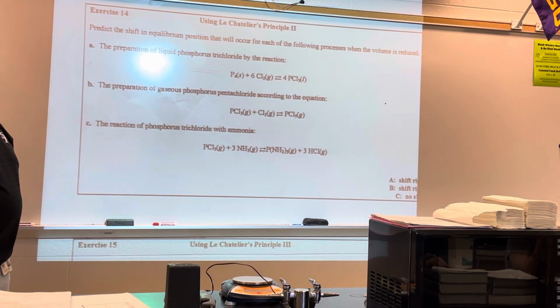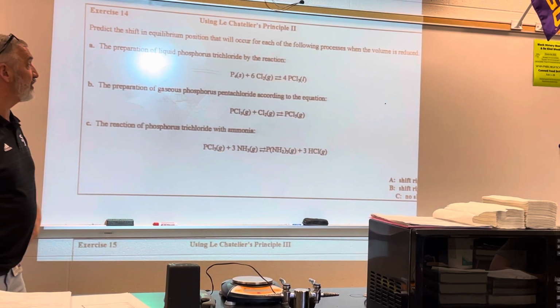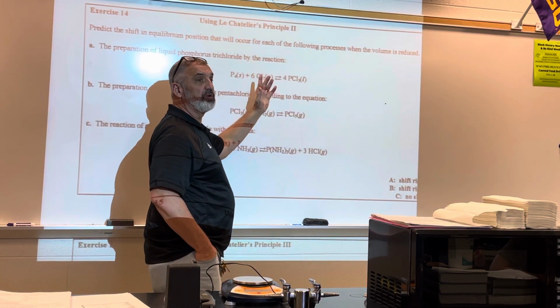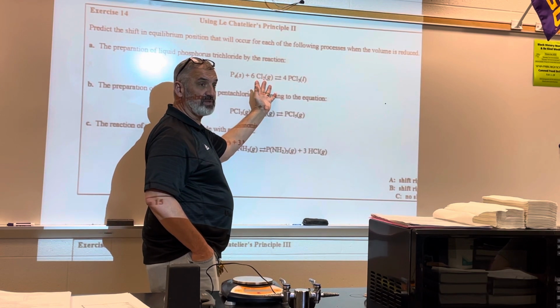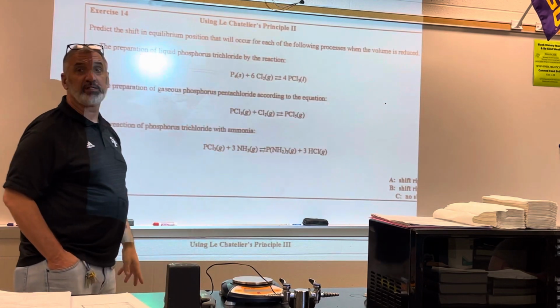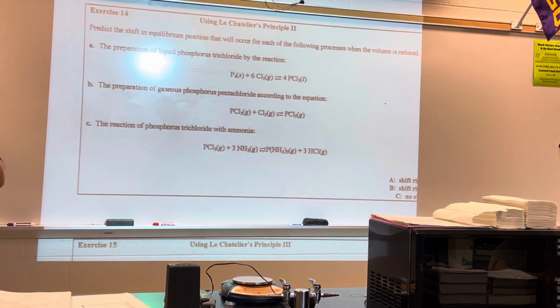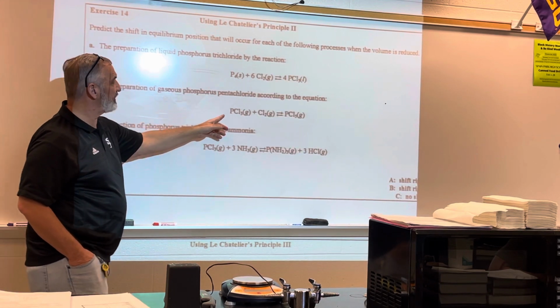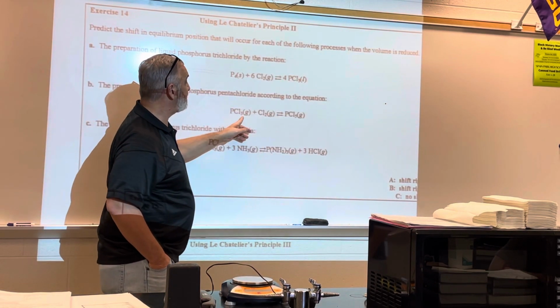The right direction. Why, Josh? Because it has fewer moles of gas. You're going from 6 moles of gas to 0 moles. We don't look at solids and liquids, we just ignore them. We're only interested in gas for Le Chatelier's principle. What happened to the value of K? It stays the same. What's the only thing that affects the value of K? Temperature. Good.